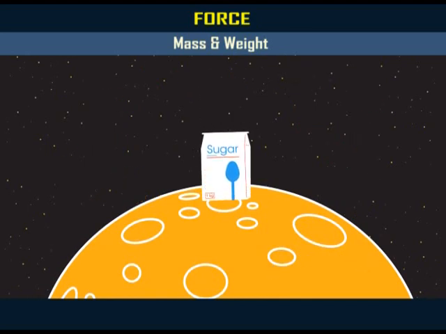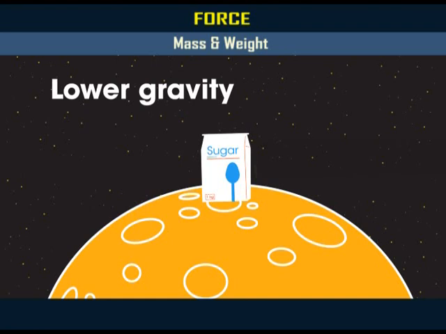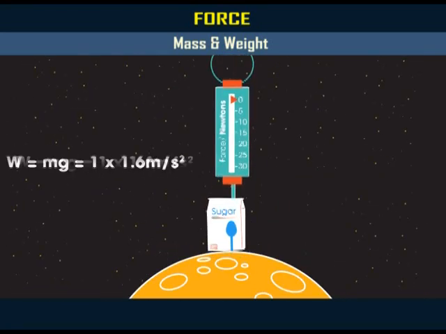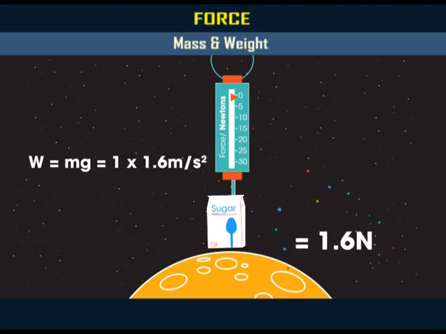Consider the same object now on the moon's surface. It is known that the moon's gravity is 1.6 newtons per kilogram, meaning that for every 1 kilogram, the moon exerts a force of 1.6 newtons. And therefore, an object of mass 1 kilogram will weigh 1.6 newtons on the moon's surface.